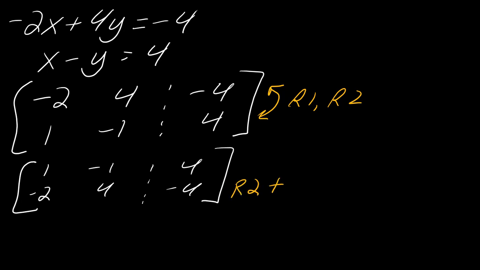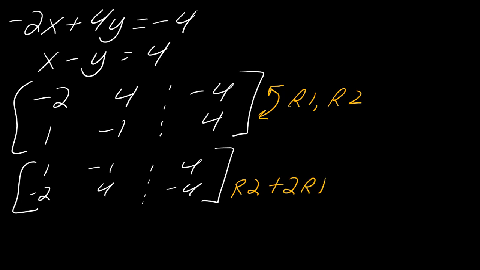And then what I'm going to do is add row 1 to it, but I want to add a specific multiple. So I'm going to use this 1 so that I can get a 0. So what do I have to multiply the 1 by so that when I add it to this, I get a 0? I need to multiply the 1 by a 2. So what I'm going to do is I'm going to go like this. I'm going to note that.